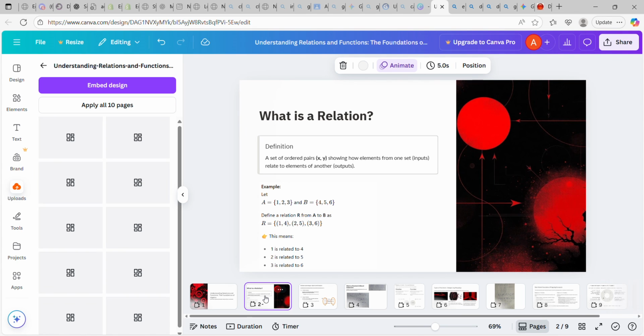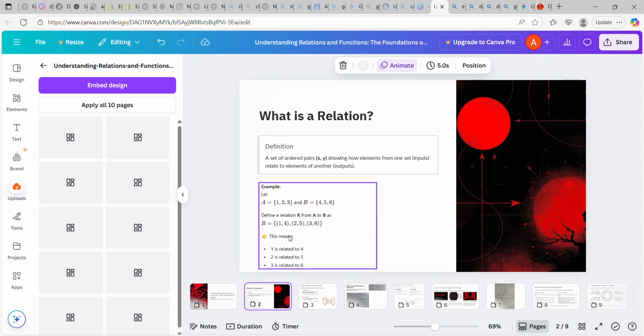For example, there's one side A and the second is B. As shown in the example, A is the set {1, 2, 3} and B is {4, 5, 6}. So we define a relation R from A to B as R = {(1, 4), (2, 5), (3, 6)}. This means that 1 is related to 4, 2 is related to 5, and 3 is related to 6.